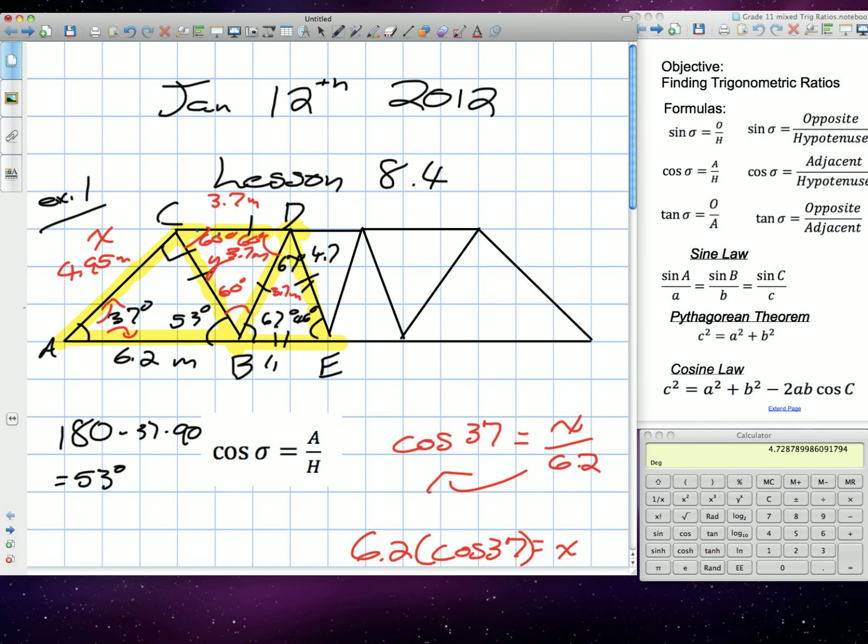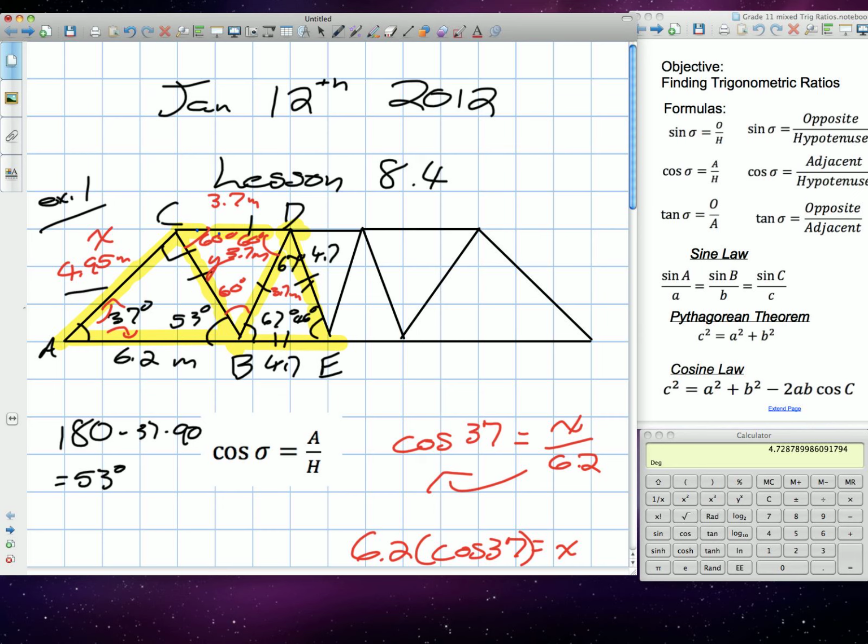Does anyone remember what the original question asked us? No? Question asked us what was the total length of all the beams. So now that we have all these measurements, what do I have to do with them all? Got to add them up. So let's put them together here.